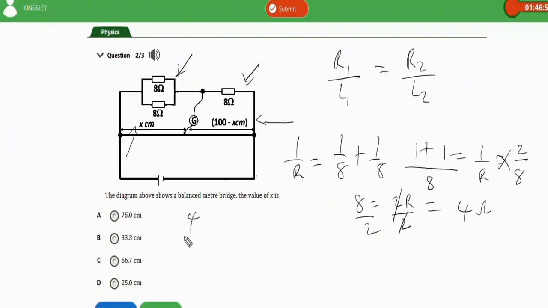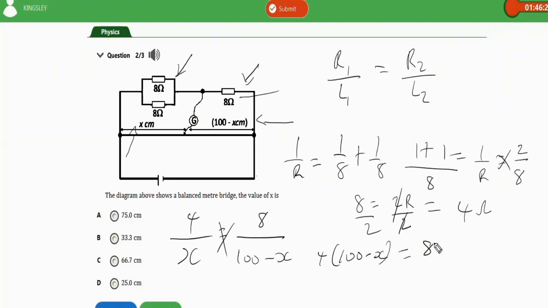We're going to have 4 over our L1, which is unknown, let's call it X, equals our R2, which is 8 ohms over the second length, which we have to be 100 minus X. So you cross multiply. When you cross multiply, we're going to have 4 times 100 minus X equals 8X.